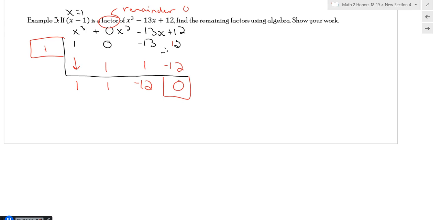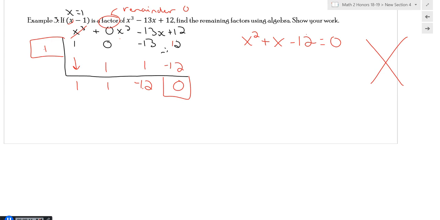So we did get 0, so I'm going to write our answer. Again, we take out our first one, so I should start with x squared. So I have 1x squared plus 1x minus 12 equals 0. Now that I've taken out the factor that I already know, we can factor the remaining piece to get our other factors. I'll use the word factor a lot.